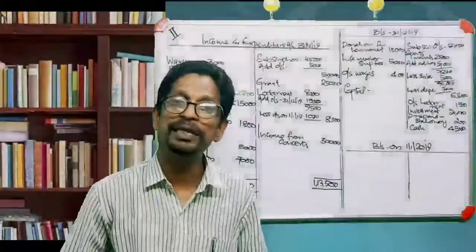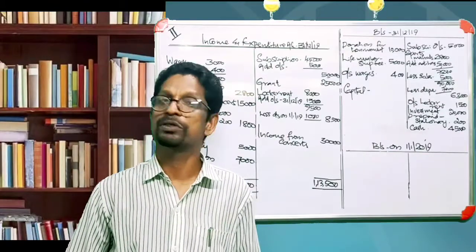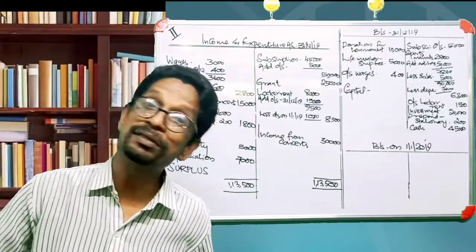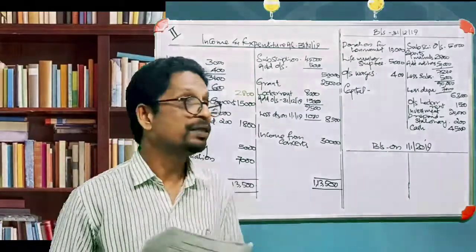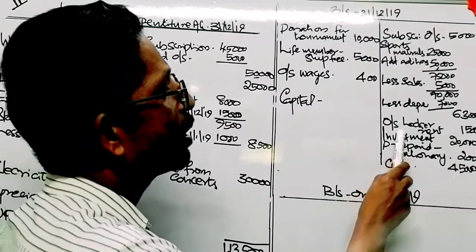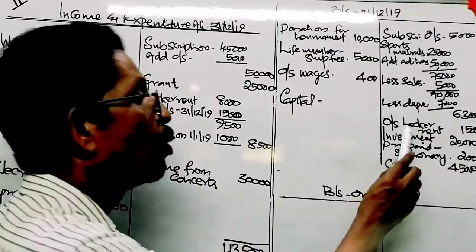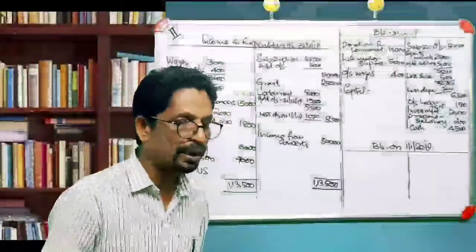As on the end of the year, that means that much amount is to be received. So it is also an asset of the current year. Therefore, it should be posted here. Say outstanding locker rent 1,500. Outstanding locker rent how much here? 1,500. Why? What is the reason?